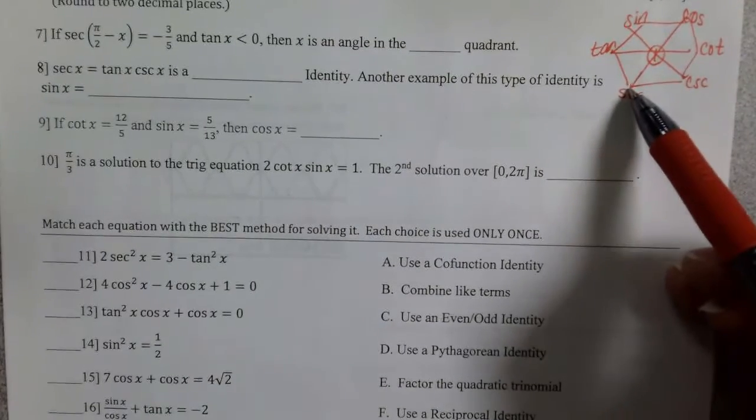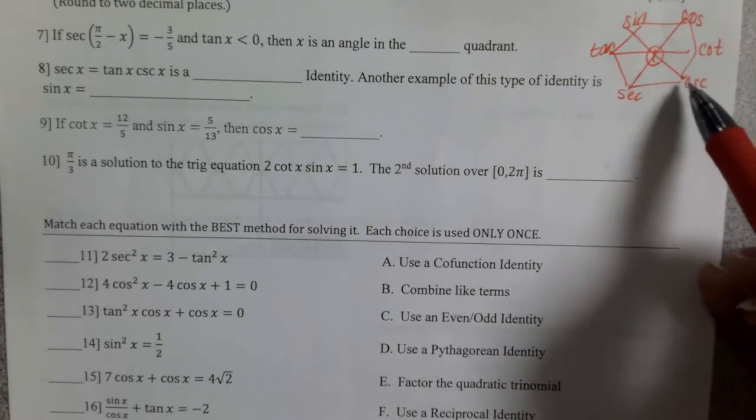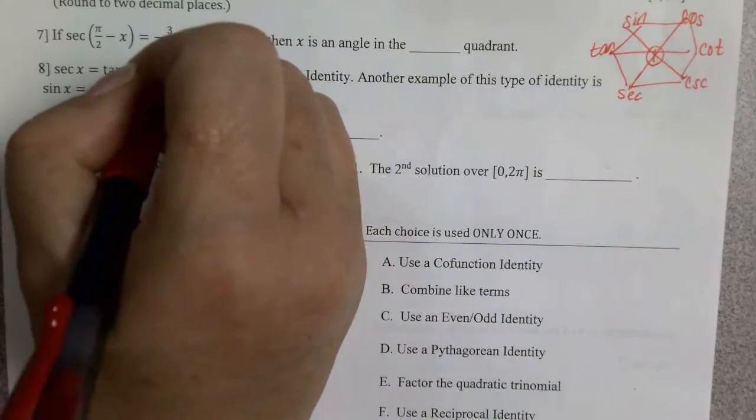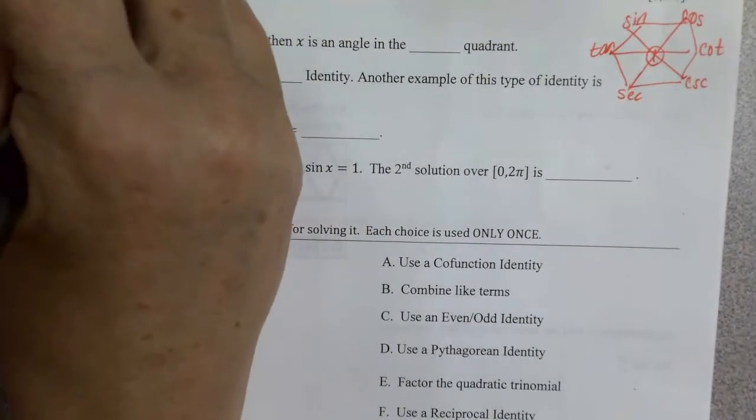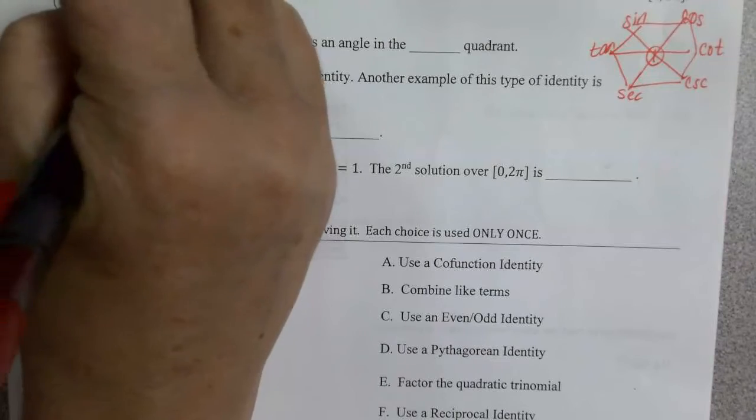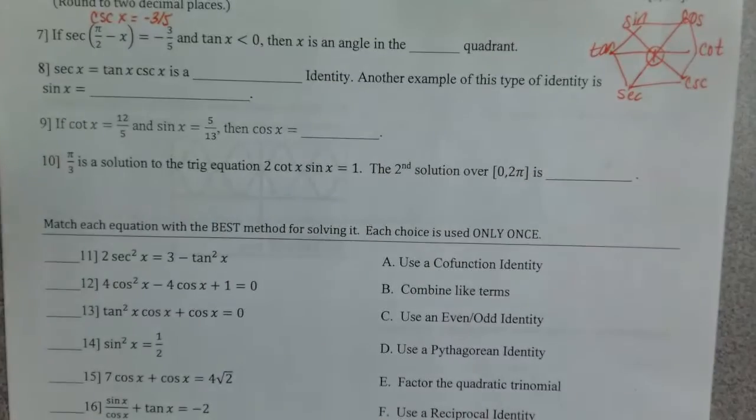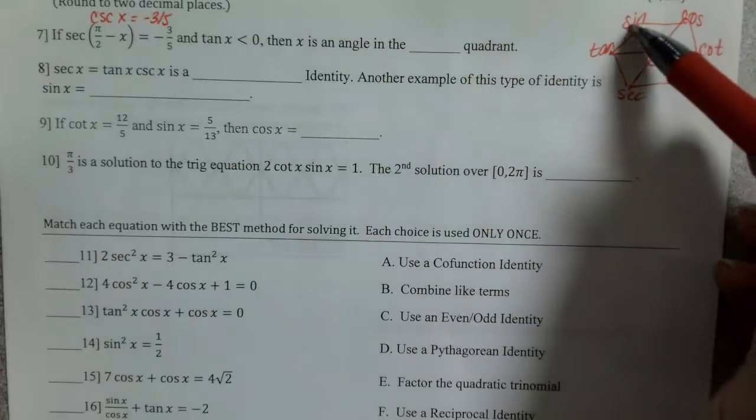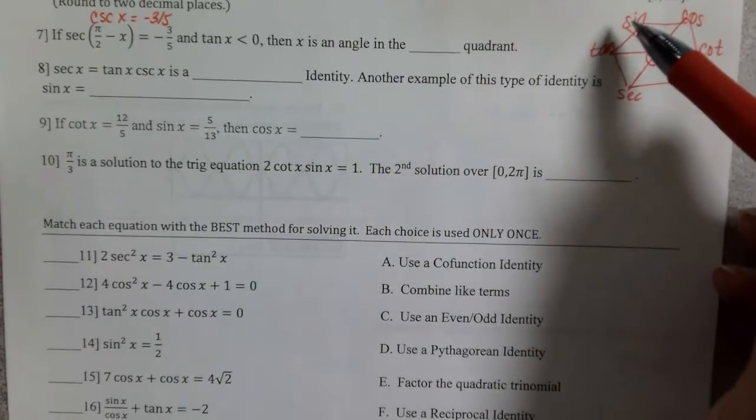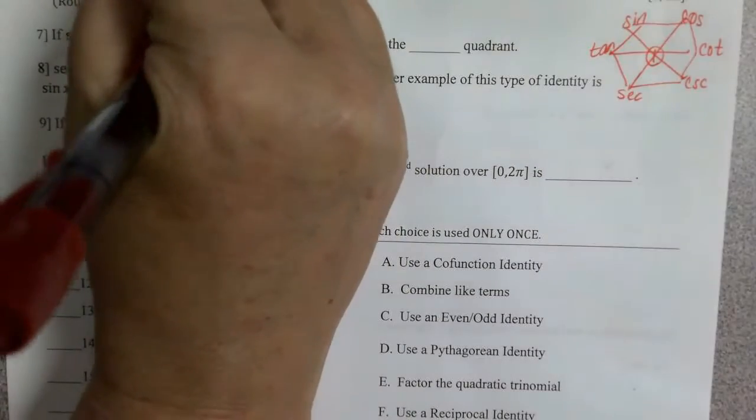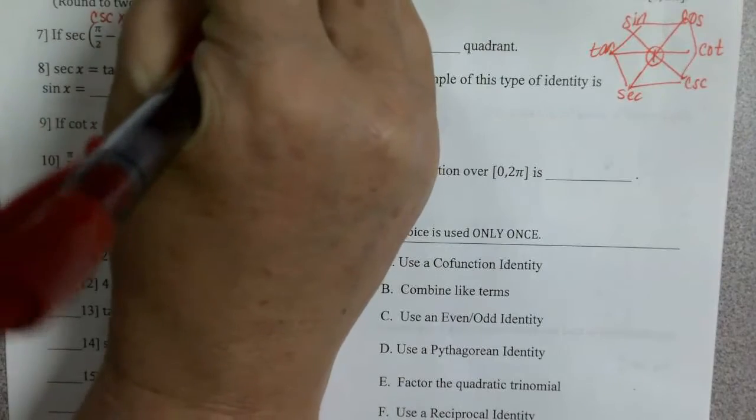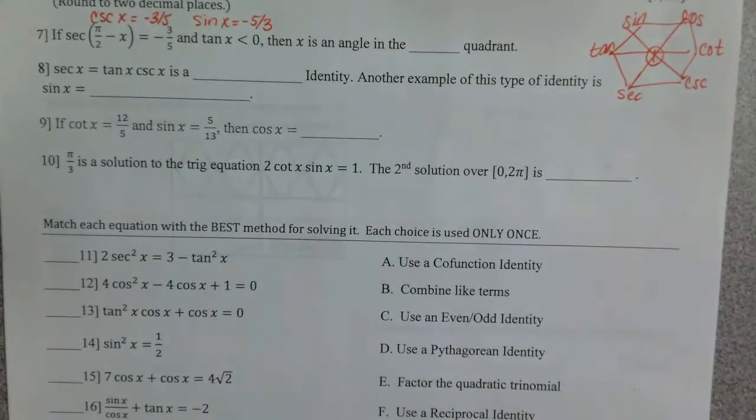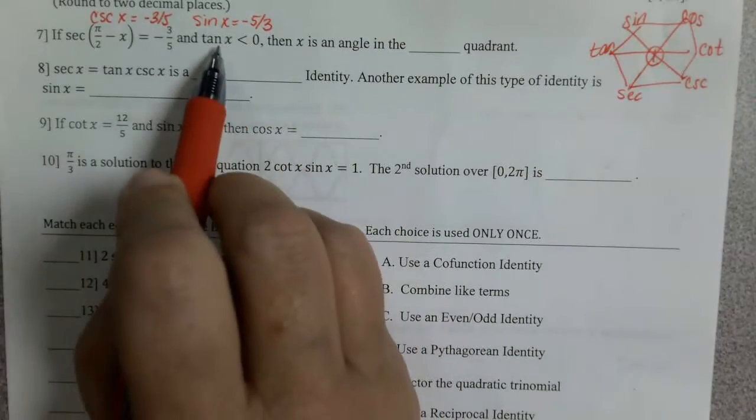So the secant, its cofunction is cosecant. So we could replace this with cosecant of x equals negative 3/5. And cosecant is the reciprocal of the sine. So this would mean that the sine is equal to negative 5/3 if we just flip our cosecant over to get its reciprocal. So sine is negative.